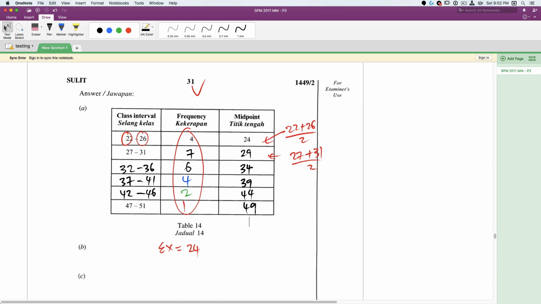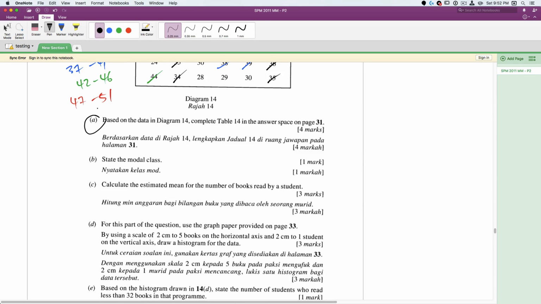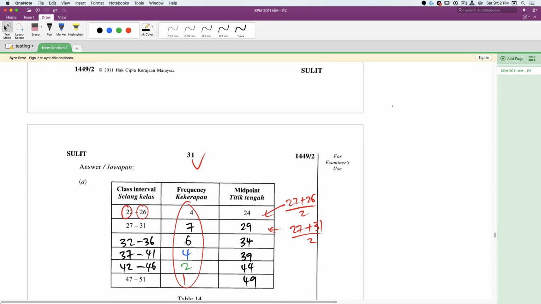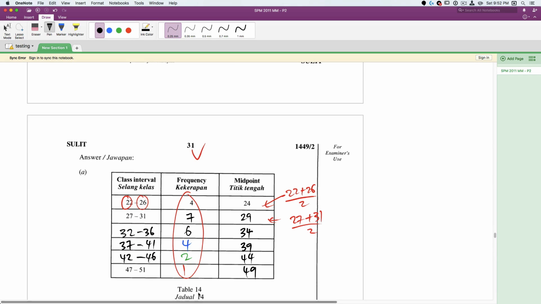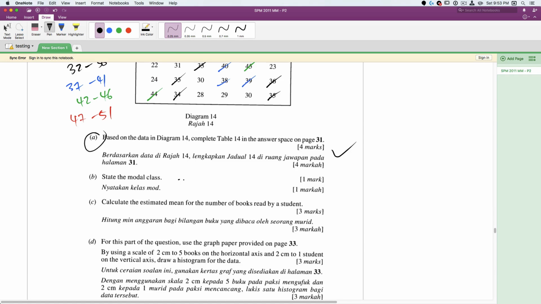Alright, after you get all this, then yeah, we solve part 1, we get 4 marks. Okay, state the modal class. Modal class means the highest frequency. Over here, the highest frequency is 7, isn't it? But you cannot write 7 because they want the class. The class is 27 to 31. So the modal class is 27 to 31. Modal class means the frequency value is the biggest.